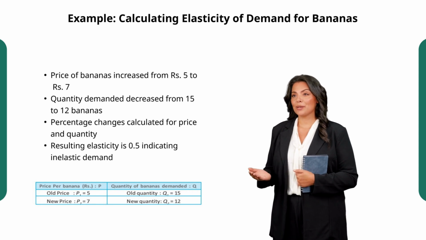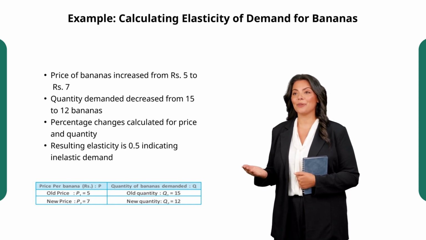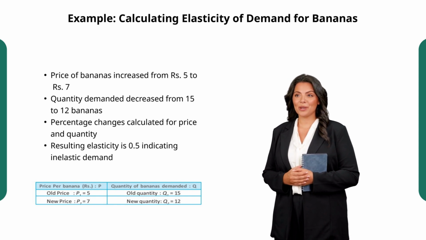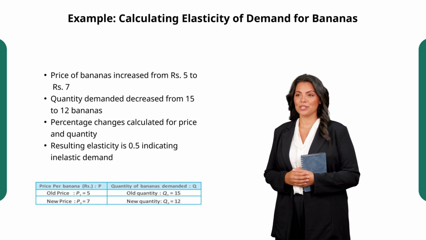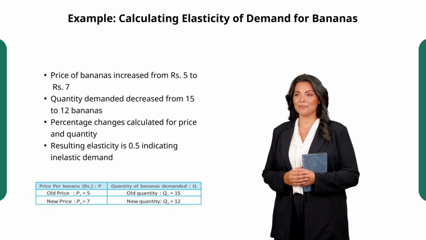To find the price elasticity of demand, first calculate the percentage change in quantity demanded. The change is 12 minus 15 equals minus 3, divided by the initial quantity 15, then multiplied by 100. That gives negative 20%. Similarly, the percentage change in price is 7 minus 5 equals 2, divided by 5, multiplied by 100, equals 40%.